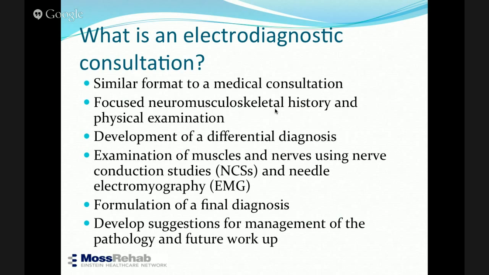Trigger points. So the differential diagnosis is extensive. However, it could also be that somebody has something like carpal tunnel syndrome. They still could have a similar kind of thing. It could be an ulnar entrapment neuropathy. So just because of the symptoms doesn't mean that it is a root lesion. You need to think through the process, examine, and put things together. The next thing is using appropriate muscles and nerves, doing EMG and nerve conduction studies, and you formulate a final diagnosis and develop suggestions for management of the pathology and future workup.